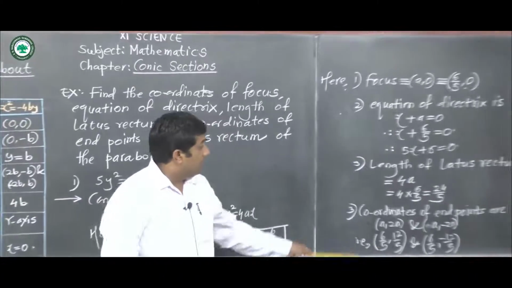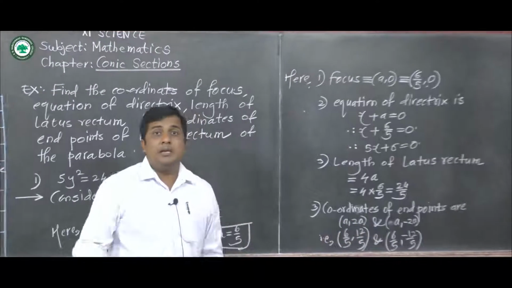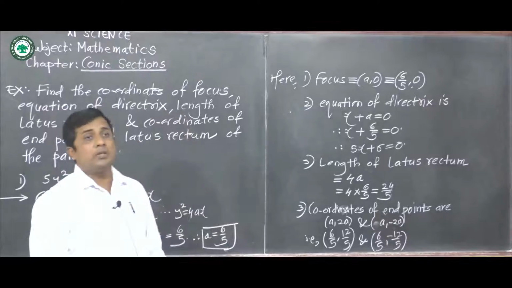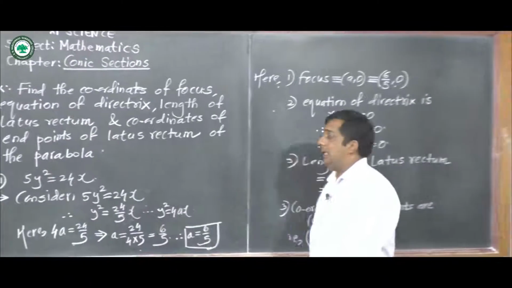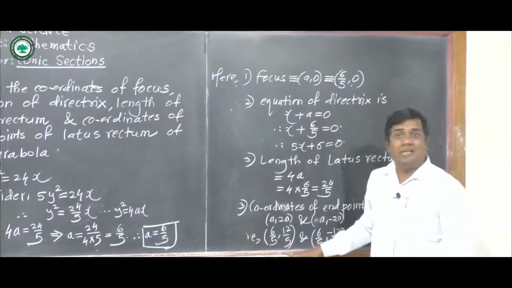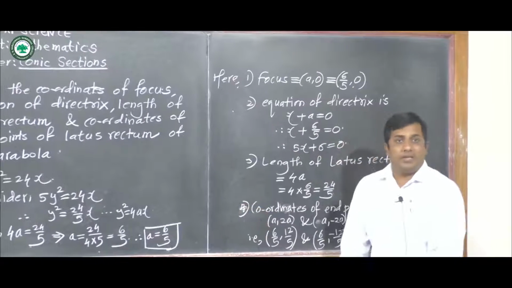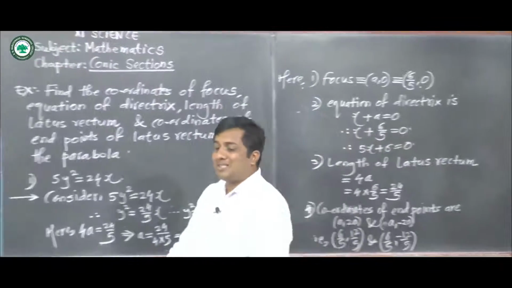So remember these endpoints. Directly we replace a by using 6 by 5 in those coordinates. So a very simple example it is. Directly by using our formulae, we find all those points. Let's go with our next example.